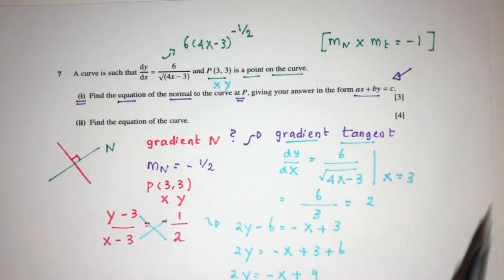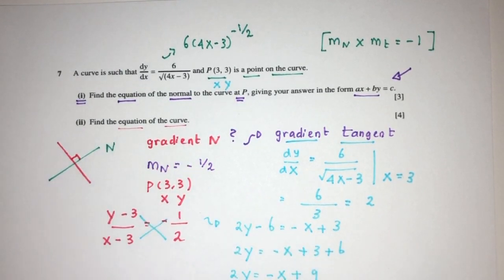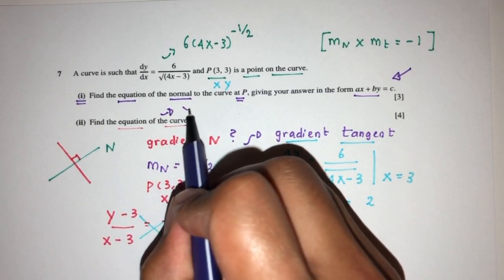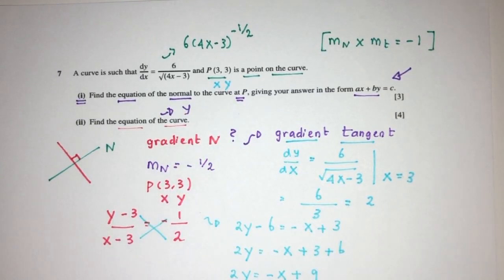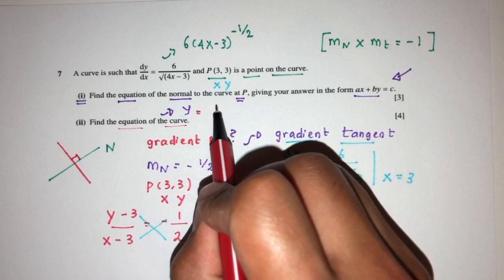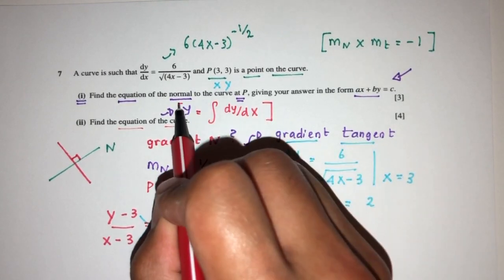Now for part 2 of the question, we have to find the equation of the curve. So how would you find the equation of the curve? Pretty easy. We realize that this is actually the value of y. So we have to find the value of y, which is the equation of the curve. Now you kind of have to, I would say, just memorize this. When you have to find the equation of a curve, it is simply asking you to find the value of y. So y will be what? It is the integration of dy/dx. So we have to know this to find y.